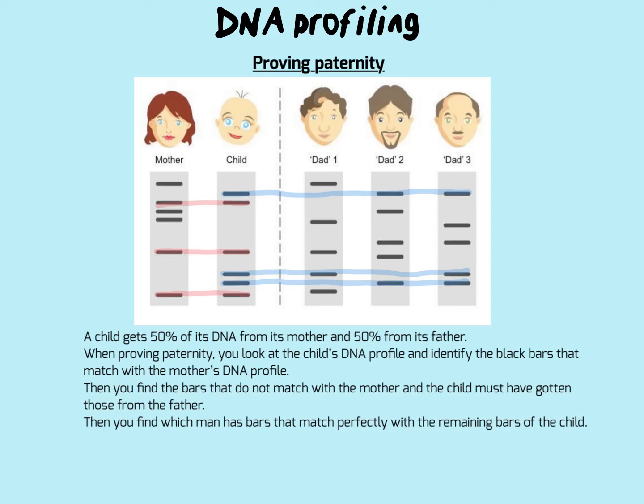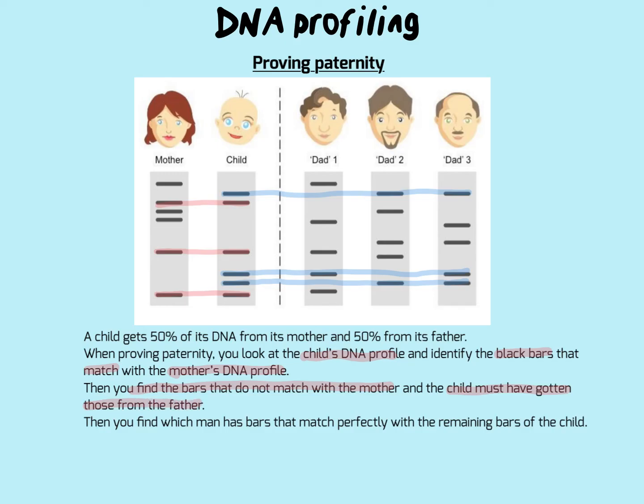So when answering questions like this, you must mention that you are looking at comparing DNA profiles. So you look at the child's DNA profile and identify the black bars that match with the mother's DNA profile. So the word DNA profile must be in your answer, and you must talk about black bars, black stripes, black lines, something like that. Then you find the bars that do not match with the mother, and the child must have gotten those from the biological father.